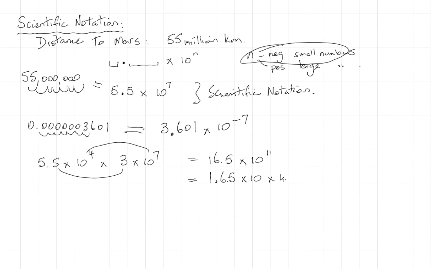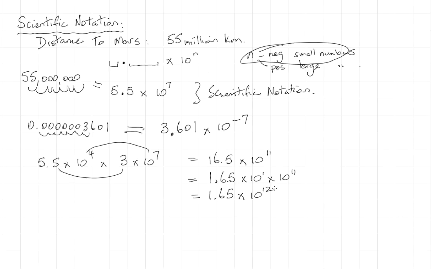We've still got 10 to the power of 11. And don't forget 10 is 10 to the power of 1. And from our laws of indexes, we know that 10 to the 1 times 10 to the 11, you add them, so you'll get 10 to the 12. So it'll be 1.65 times 10 to the power of 12. So that's how we do multiplication.